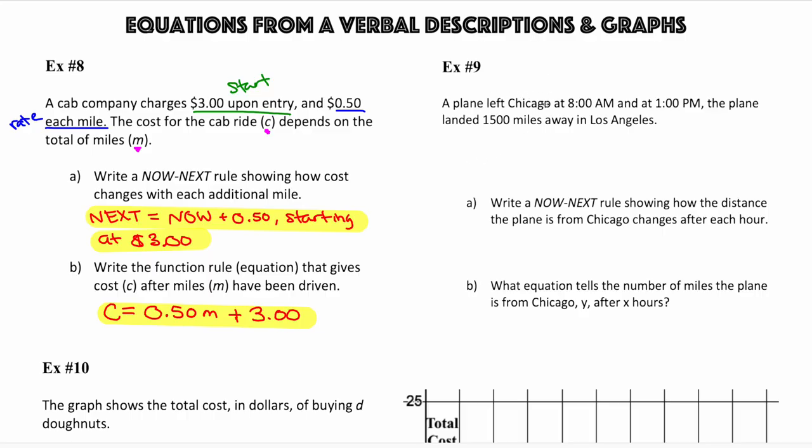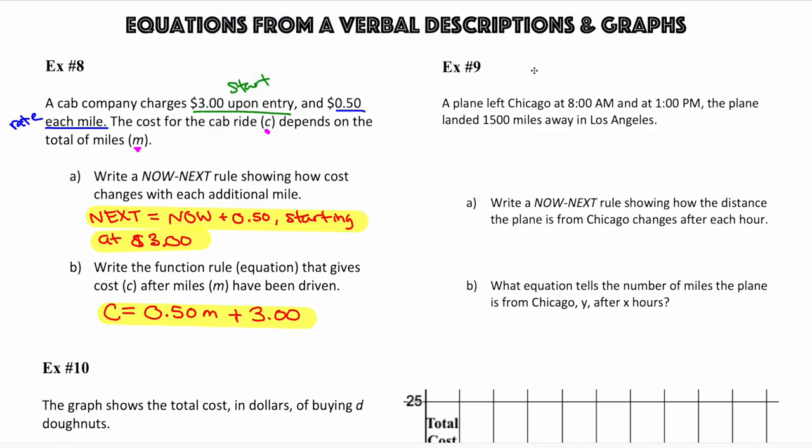Example B says a plane left Chicago at 8 a.m. and at 1 p.m. the plane landed 1,500 miles away in Los Angeles. We are told times, but we are not told the rate. We're not told per or each. So we do need to find the slope and the y-intercept, because again, we will be using slope-intercept form.